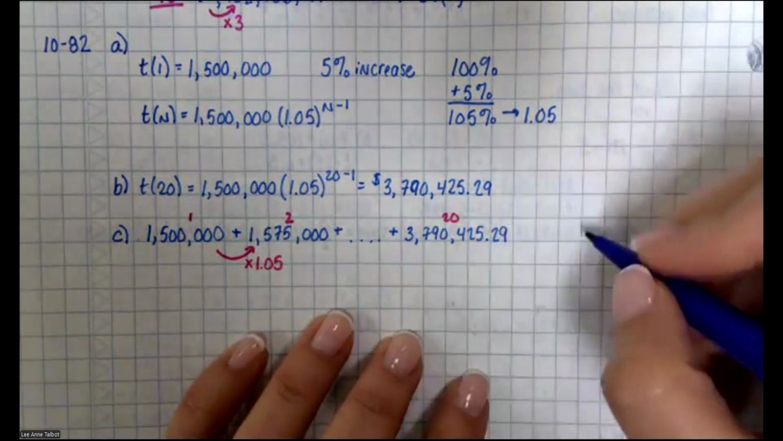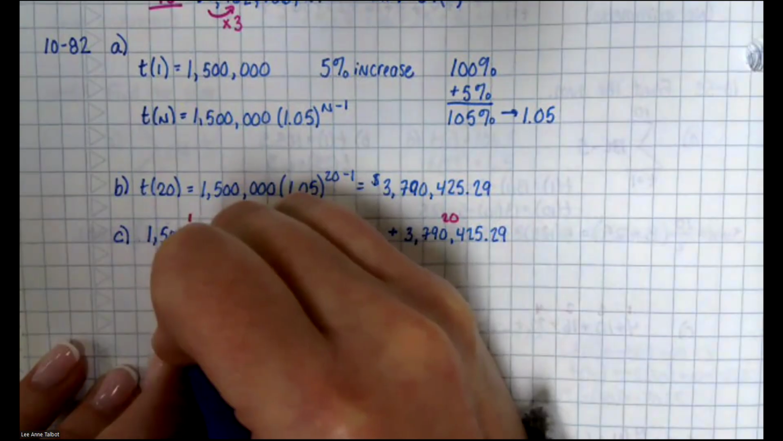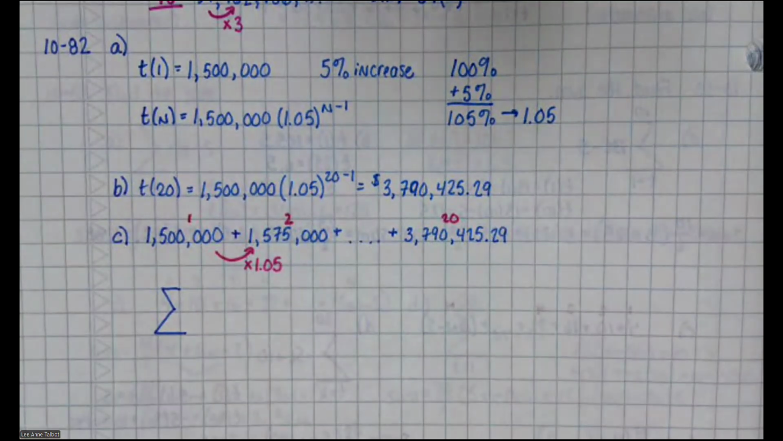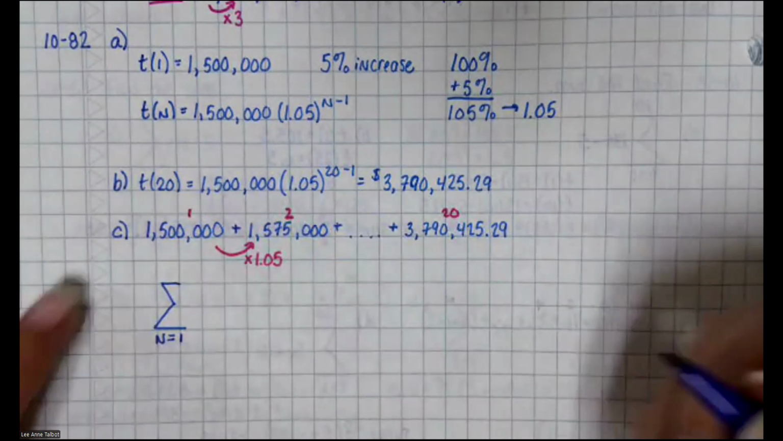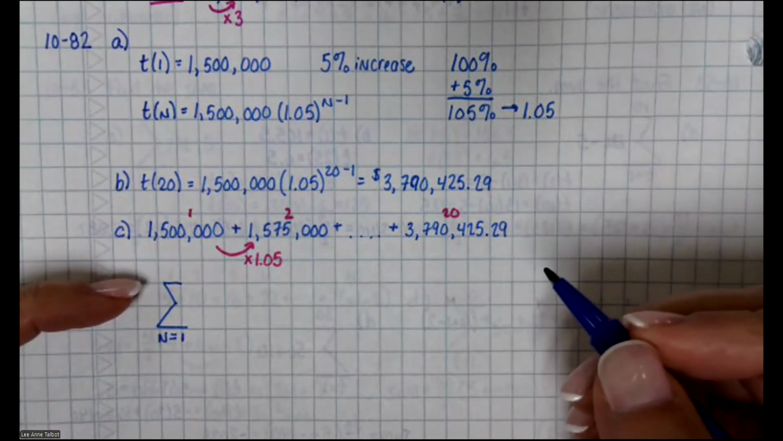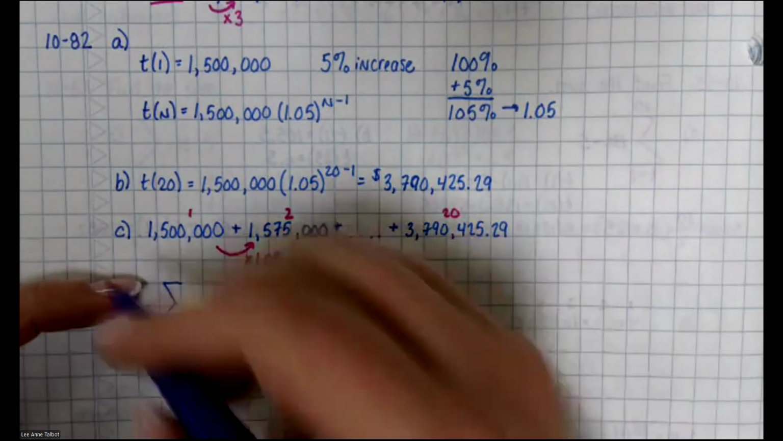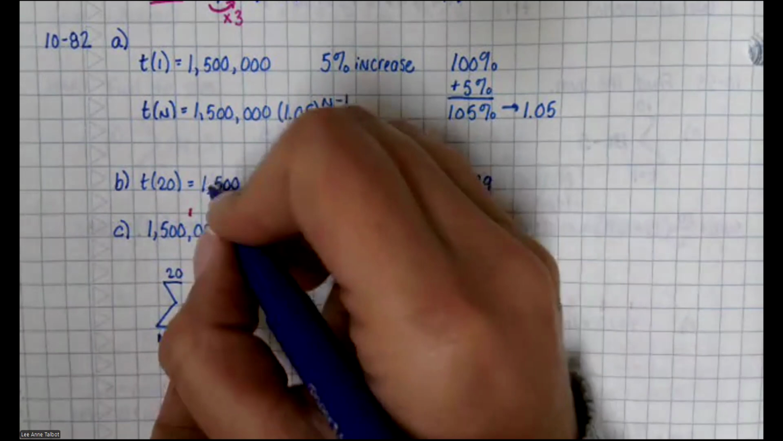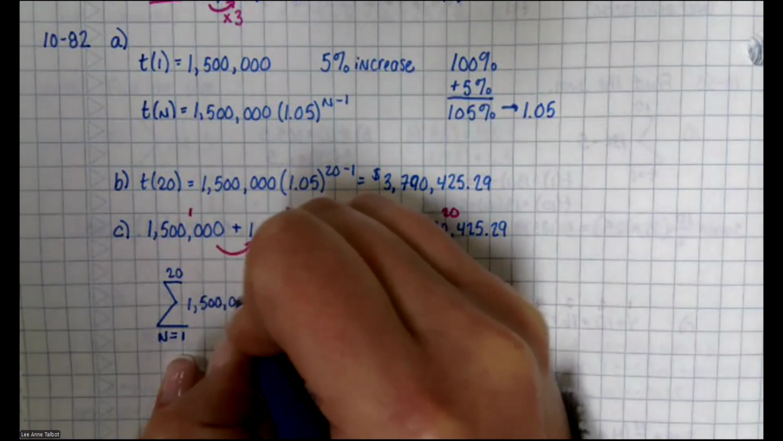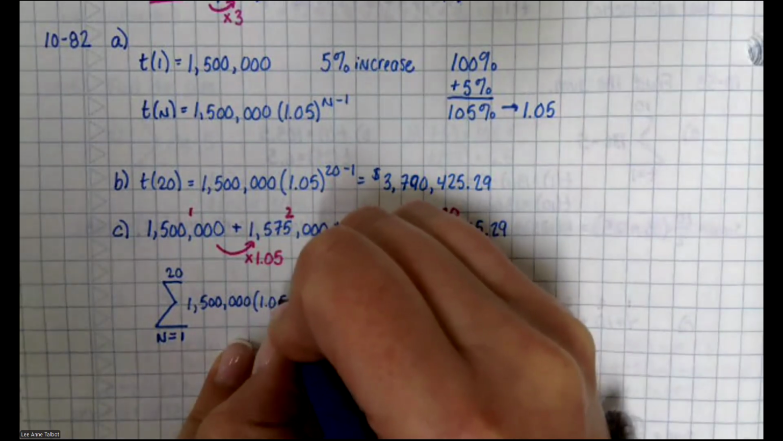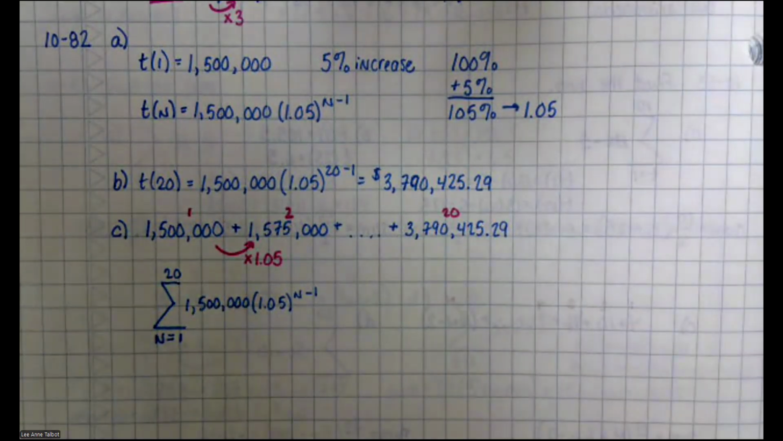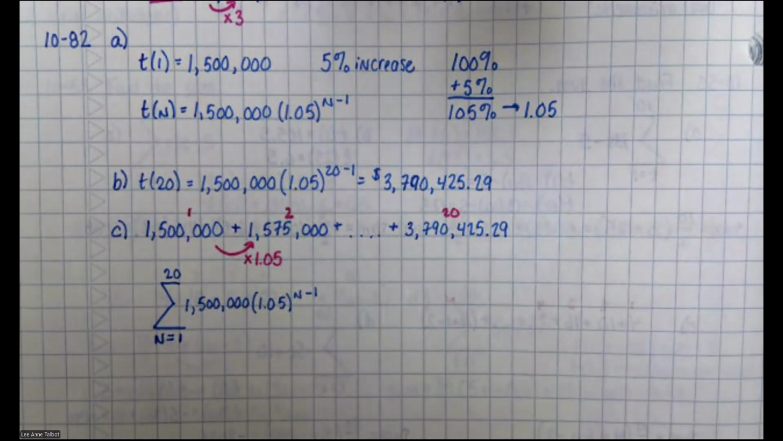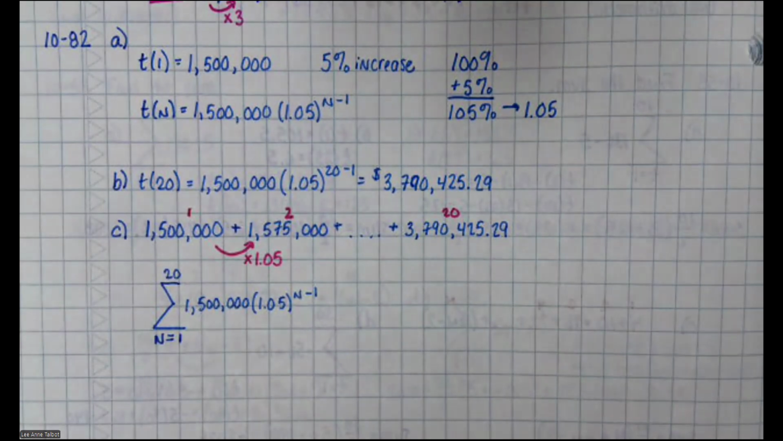Okay, so last thing for number 82, make your capital sigma. What letter do you guys want to use? N? Okay, and we're going to start at term 1 and go to term 20. And then we put the equation here, which we already found. Done. Okay, now you guys do not know how to add this up without finding all 20 terms and adding them together. So the next thing I'm going to teach you is an easier way.